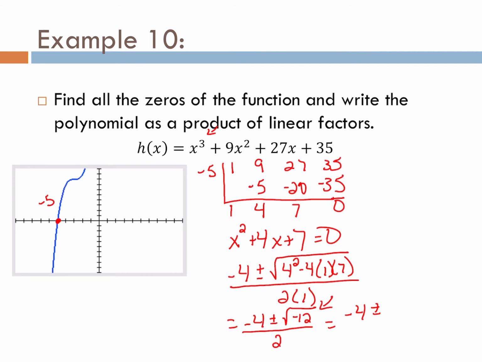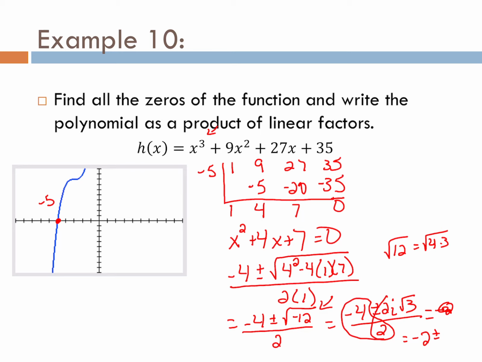So the negative automatically means an i is coming out. The square root of 12, as a reminder, is the same thing as the square root of 4 times 3. Square root of 4 is 2, and then I still have my radical 3 all over 2. Just like in our last example, we can divide all of these out. So -4 divided by 2 is -2. I'm going to write it down here actually, -2 plus or minus. Here, 2 divided by 2 was 1, so then just i radical 3.